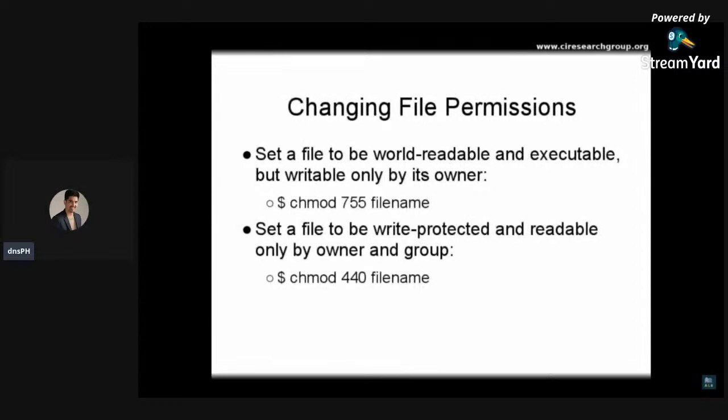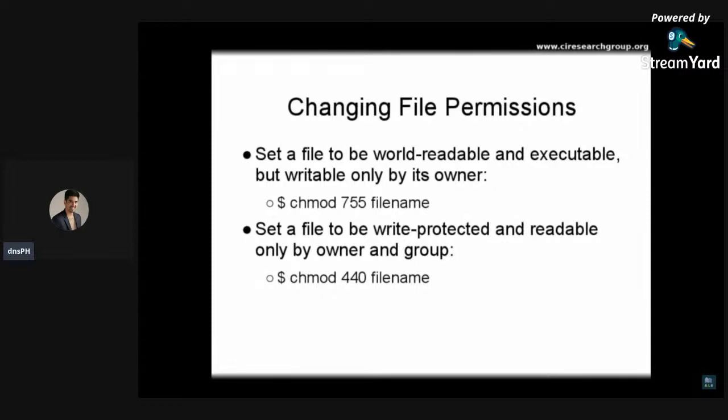Changing file permissions can be done with the chmod command. For example, a file can be set to be world readable and executable, but writable only by its owner, using the command chmod 755 followed by the name of the file. A file could be set to be write protected and readable only by the owner and the group by running the same chmod command, only with permissions 440.